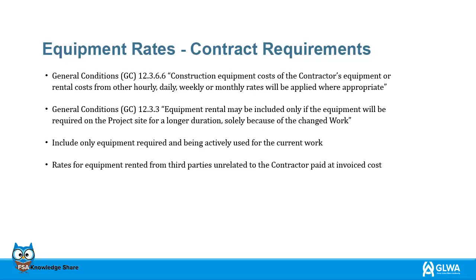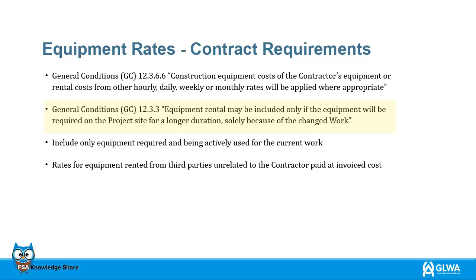The following are specific sections of the contract provisions that are found in Article 12 of GLWA's construction contract. The following slides will refer to specific sections of the contract which pertain to equipment rates, contract requirements, general conditions 12.3.6.6, construction equipment costs of the contractor's equipment or rental costs from others. Hourly, daily, weekly or monthly rates will be applied where appropriate. General conditions 12.3.3.